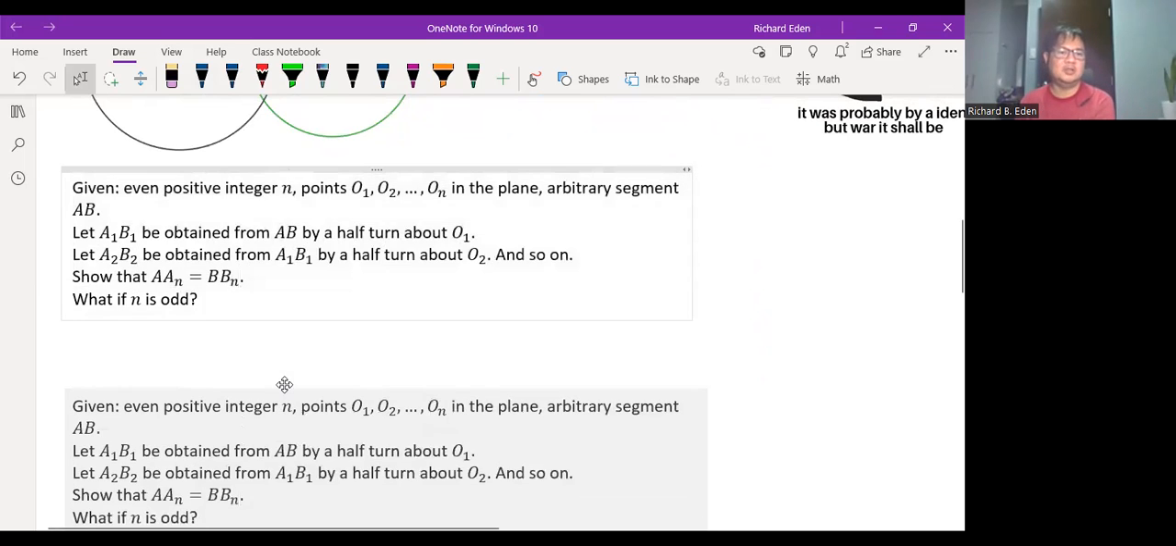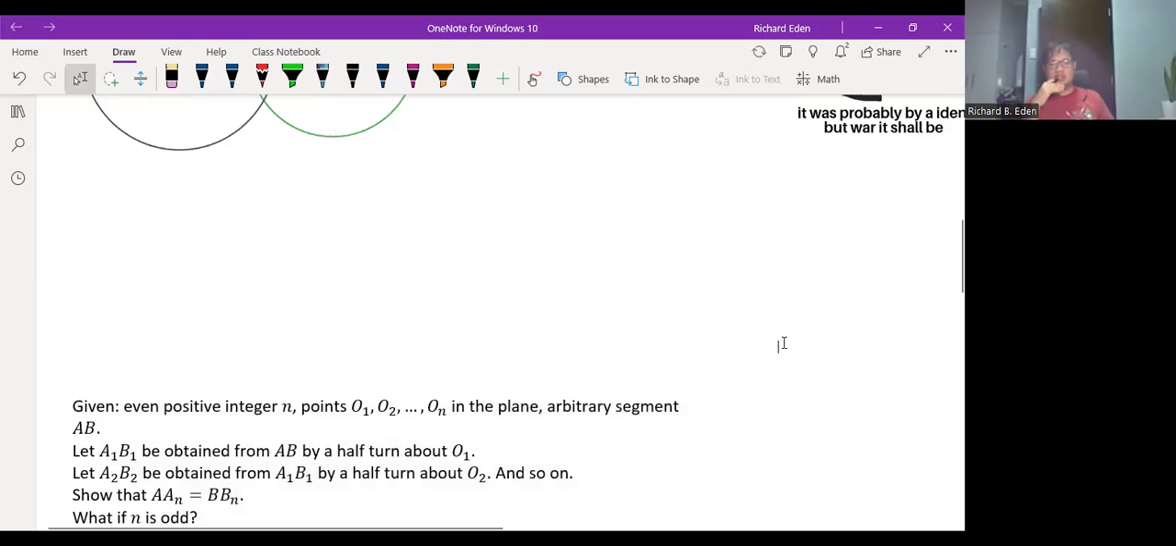Before we go to other half turns, it's interesting to see what would be the effect of doing various transformations successively. Kunwari, halimbawa, if we do a translation and then another translation, all right, so kunwari, you have these two vectors, vector u and then vector v. Kunwari, you start with a triangle.